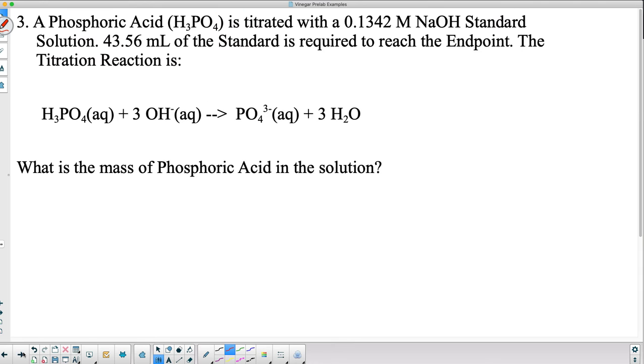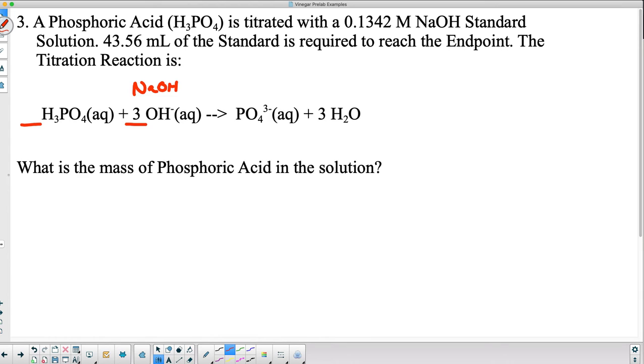Next one, number 3, phosphoric acid titrated with, now take a look at this. This no longer is a 1-to-1 ratio. Okay, this is no longer a KHP and NaOH. Now it's 1-to-3. And this part right here with the OH minus means the NaOH. Okay, so what's the mass of the phosphoric acid in the solution?